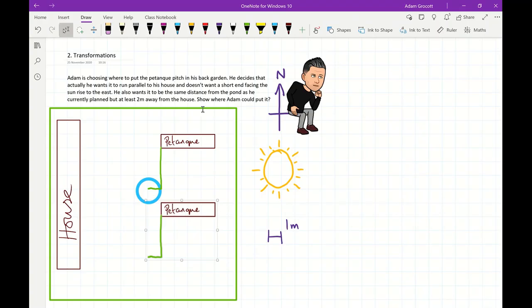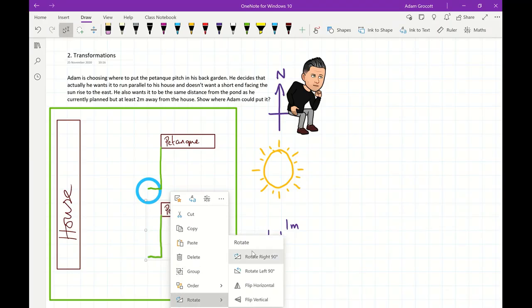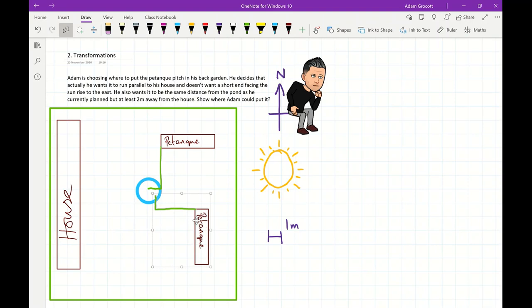Brilliant. I have got to make sure though that the long edge is parallel to the house. So I might then talk to them about rotating it. Right click on the shape that I've lasso selected, go to rotate and rotate it 90 degrees. Brilliant. I can now keep the center of origin, rotate my pétanque court so as my students can see exactly where this would then need to be to satisfy this criteria. Teaching transformations in OneNote, it's brilliant.